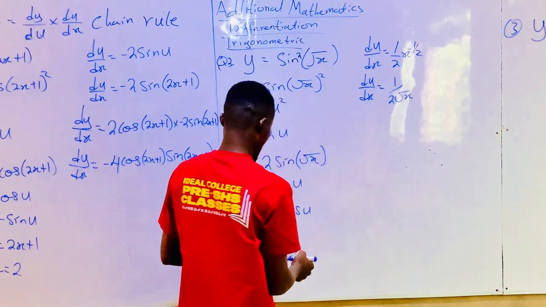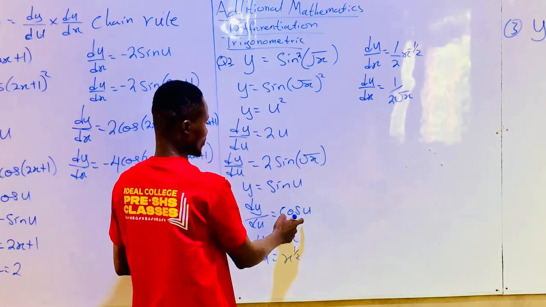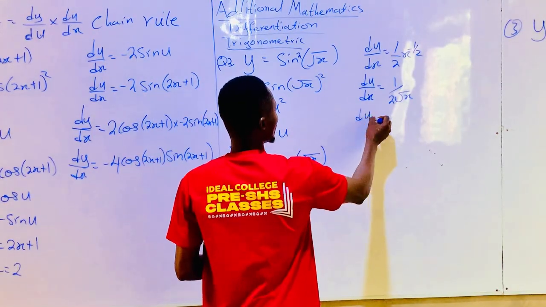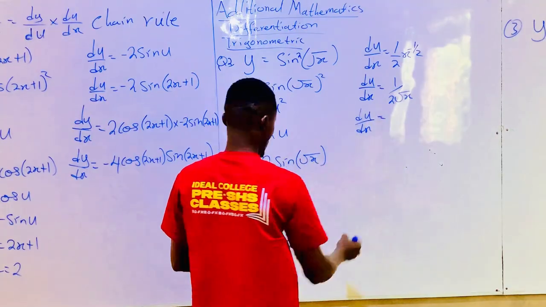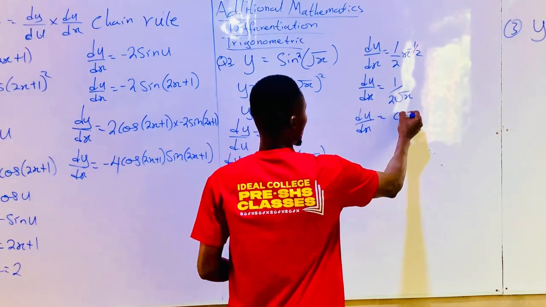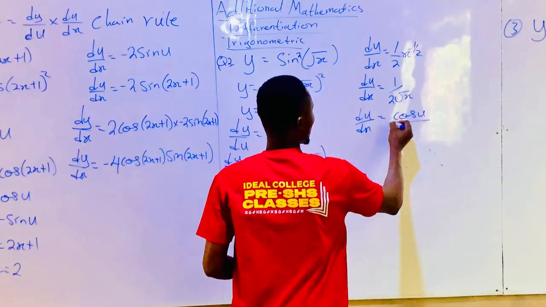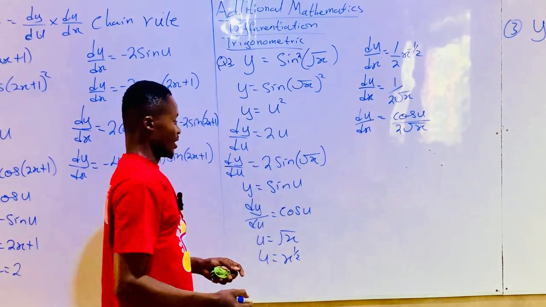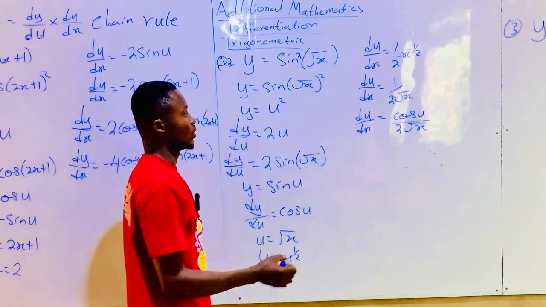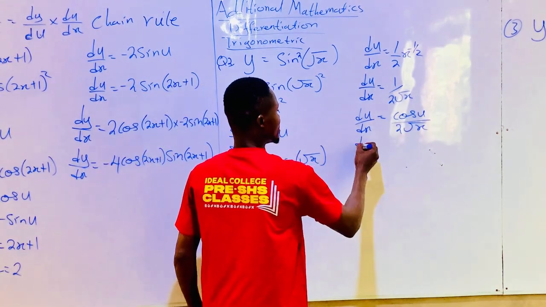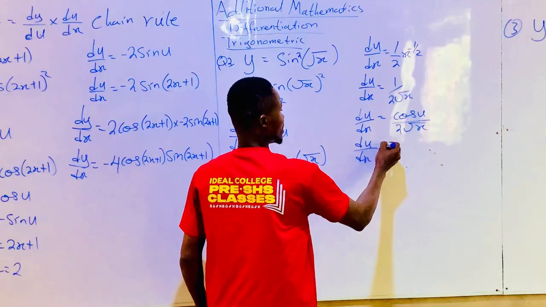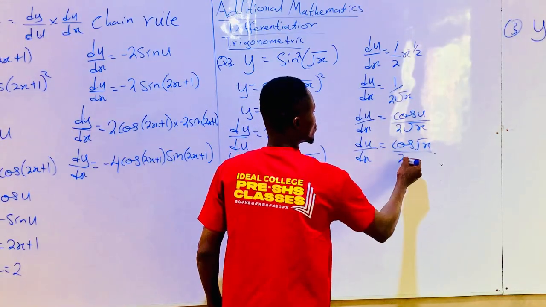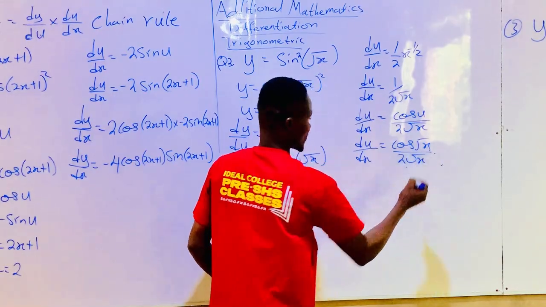1 over u times this. So we have du over dx equal to cos u all over 2 root of x. Then we know our u to be root x, so we replace it. Du over dx equal to cos root of x all over 2 root of x.